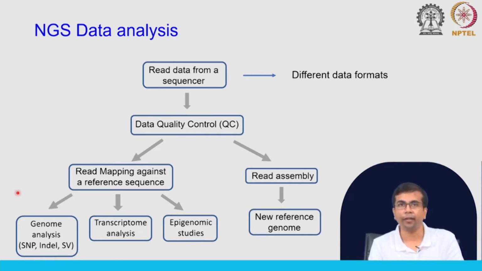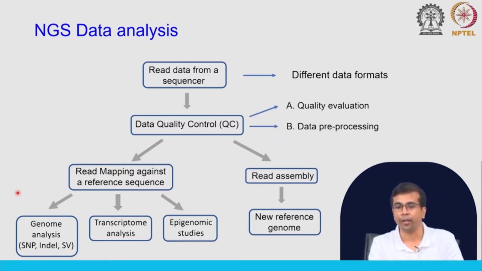So, once we have the read data, the first step is the data quality control or QC, okay, and we have talked about two steps in this process. The first is quality evaluation. We use a tool to actually evaluate the quality of the data, right, and based on which we make certain decisions, right. And the second part that we have talked about is the data pre-processing. Again, this comes from the quality evaluation part, right.